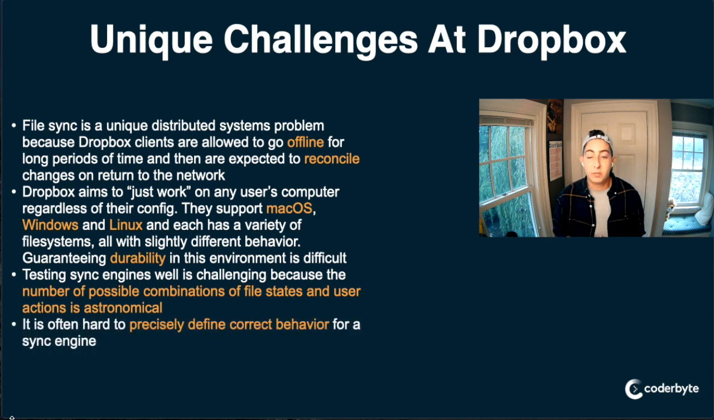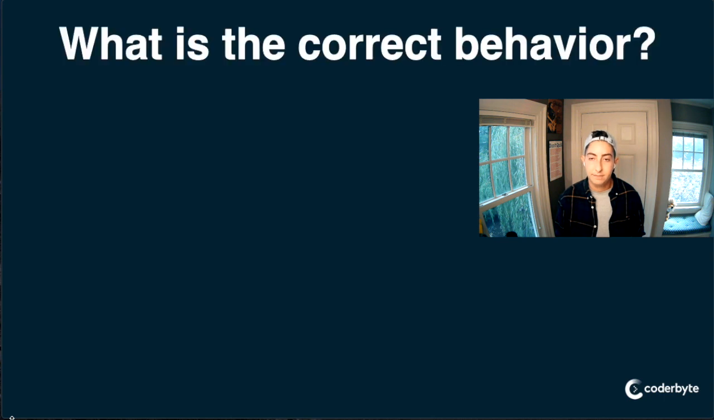It is often hard to precisely define correct behavior for a sync engine. So this again ties back into that first point. It's hard to say what is the correct sync behavior. What should happen to two changes? How should they be reconciled? And how can we reconcile them in a way that the user expects and is not surprised by? It's not black and white. It's kind of arbitrary to a certain extent. So this is something that the Dropbox engineers had to think about and iterate on.